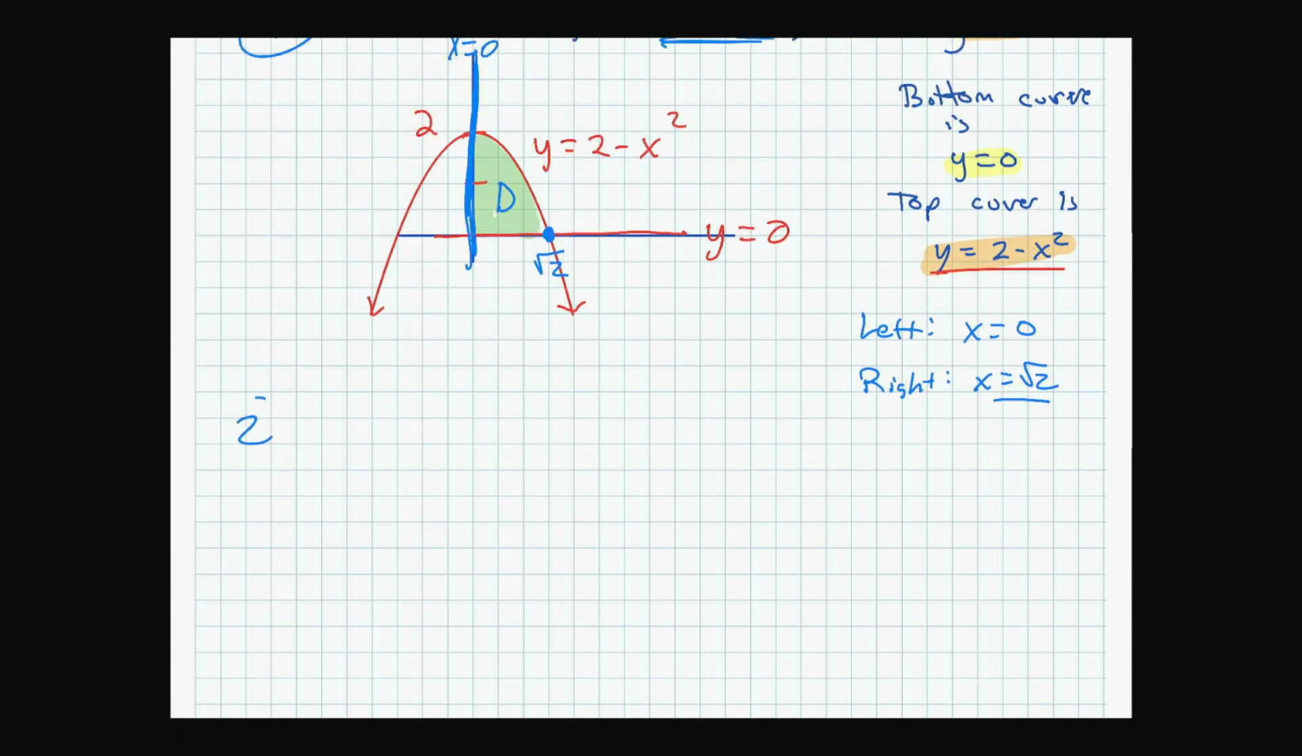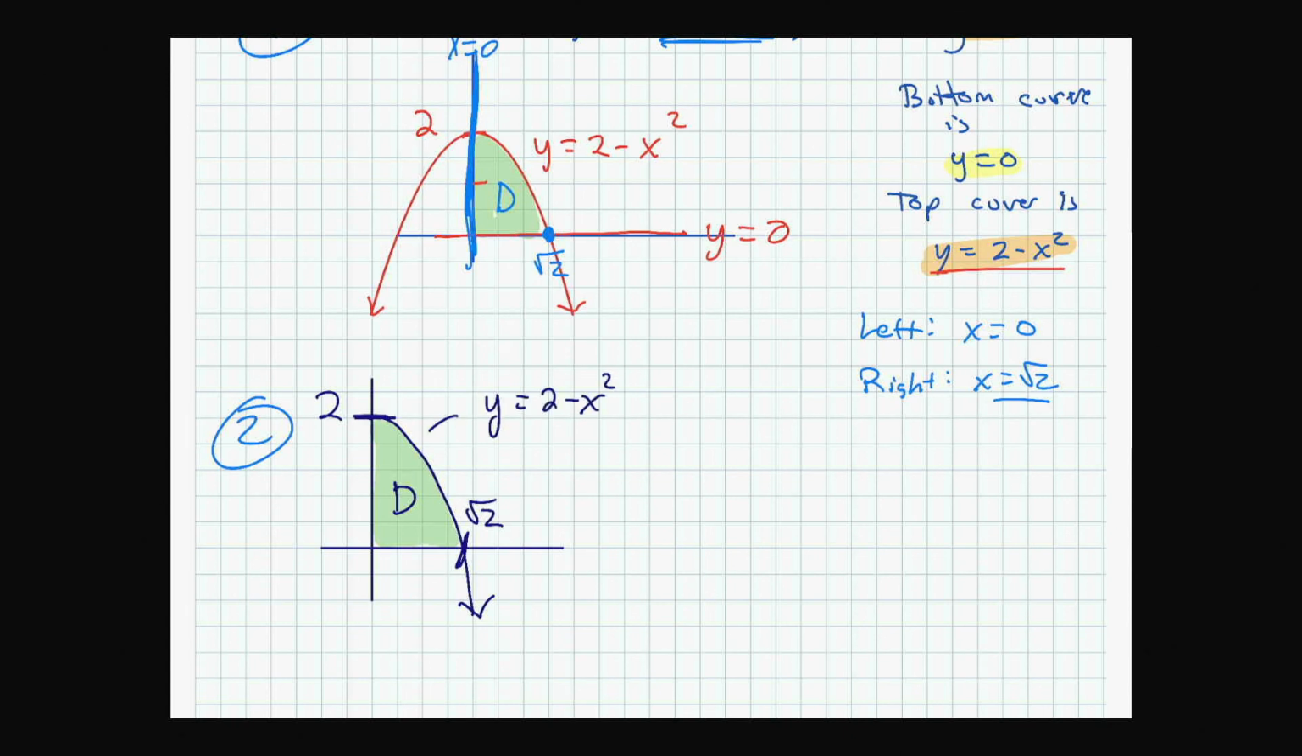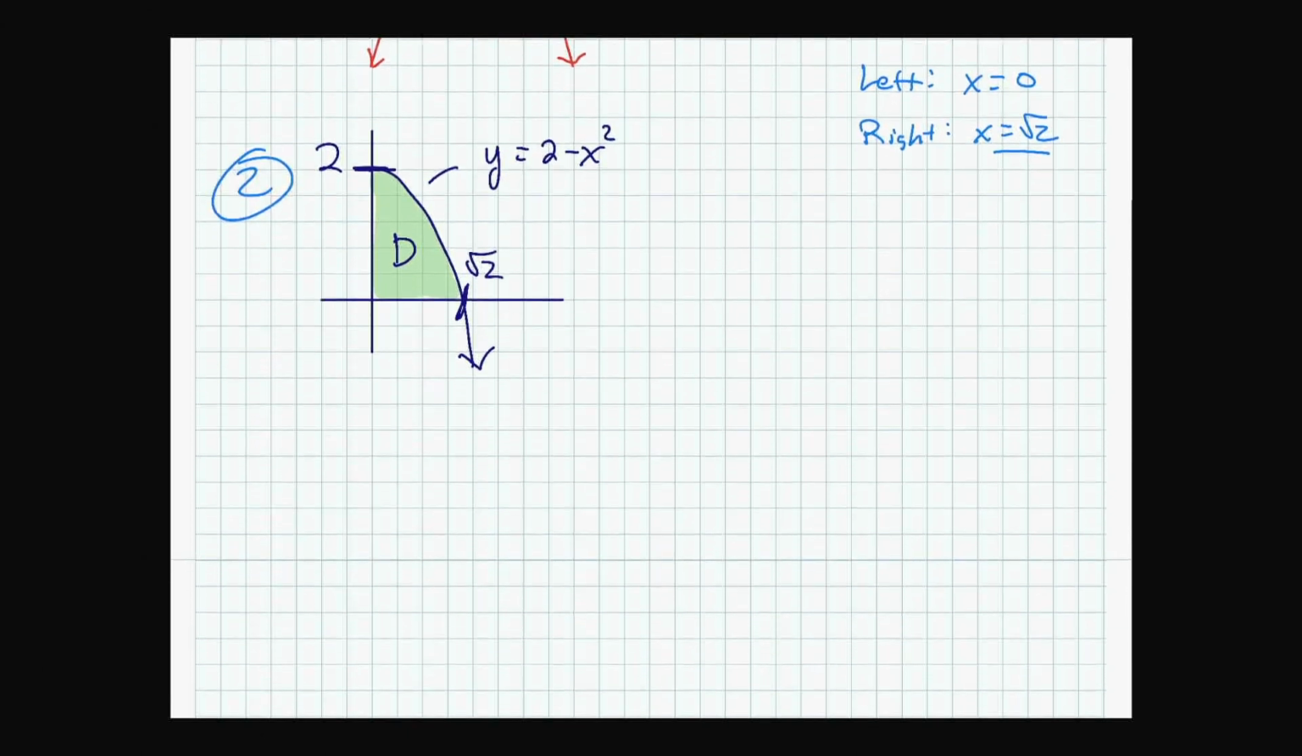Okay. Now what we want to do is rewrite that region. So I'm going to redraw this picture so it hopefully looks slightly better. So D is here. And I know that this is up at 2, and I know that this is over at square root 2. And of course, there's our curve. And then this curve was listed as y equals 2 minus x squared. And so we want to switch the order of integration.